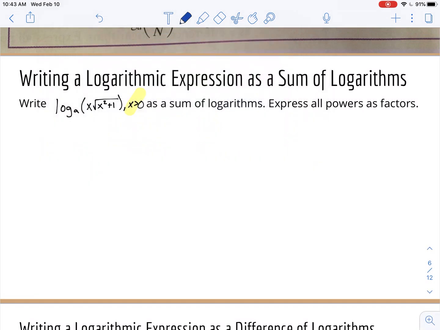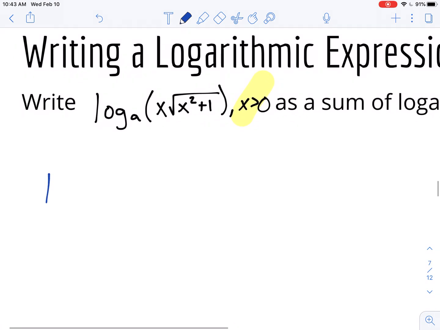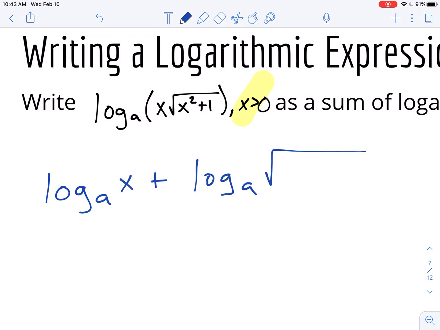So what I look at here is I say, all right, this is log base a, and the first thing I have happening is multiplication. I can rewrite this as the log base a of x plus the log base a of the square root of x squared plus 1.